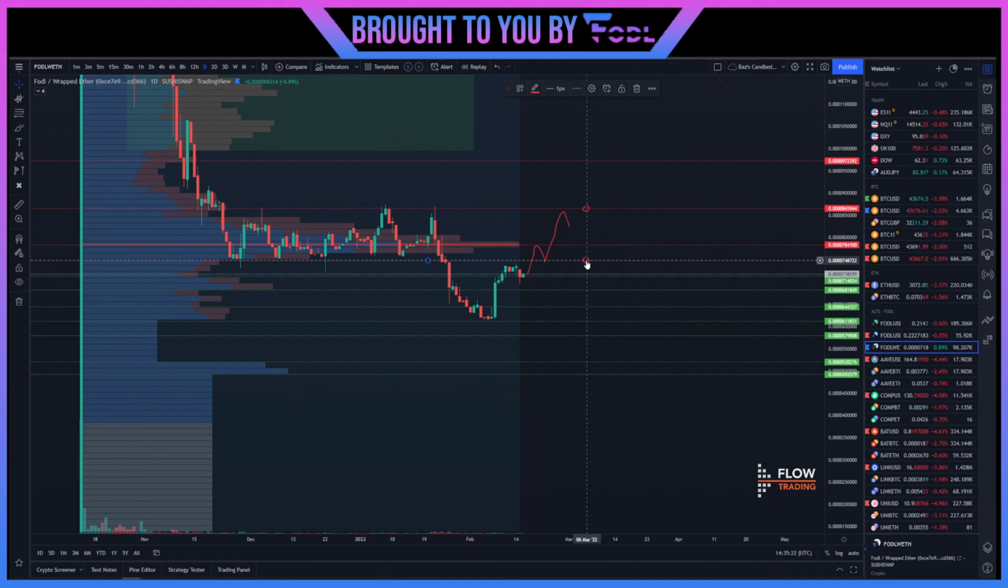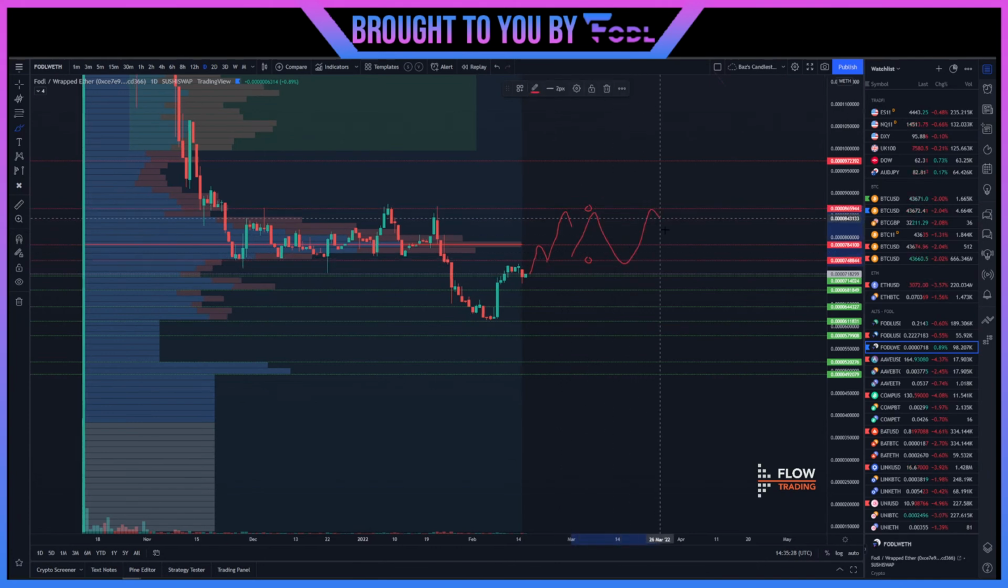Again, strong level of support, and we'll have to hold that in order to rotate sideways. But I think that's exactly what we'll do afterwards. We'll just rotate sideways between the next level of resistance here and the next level of support. If you think about it in terms of market dynamics, this level of resistance has been tested quite a few times, right?